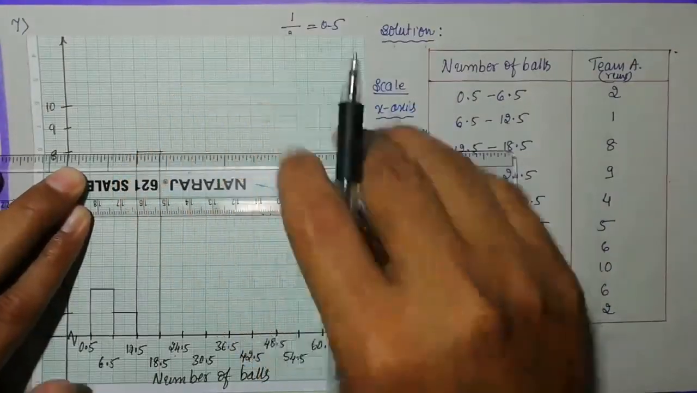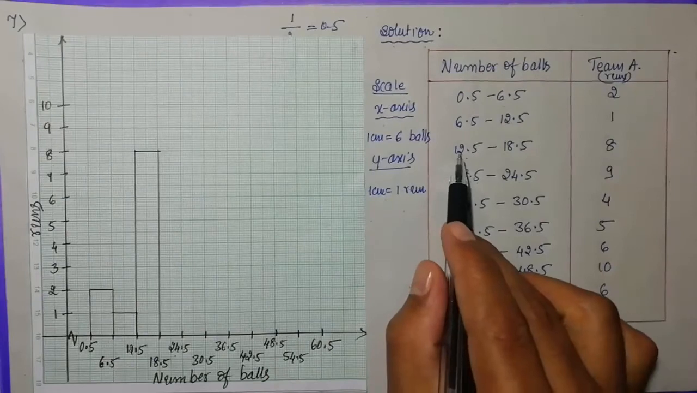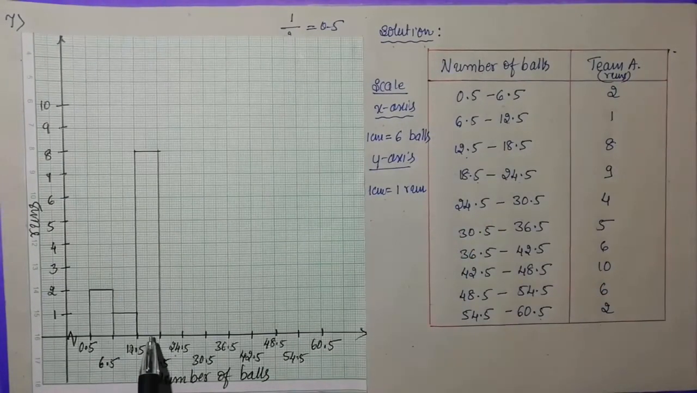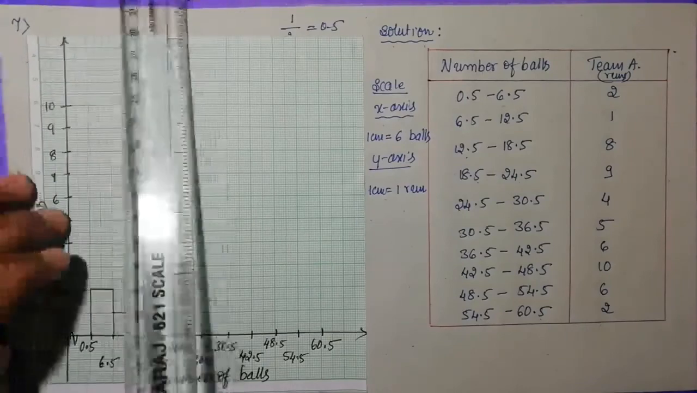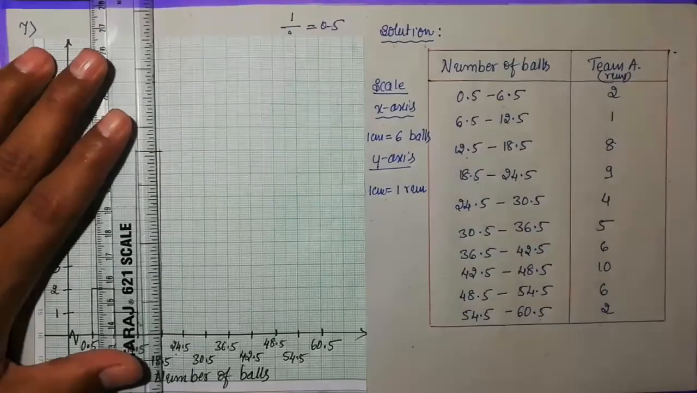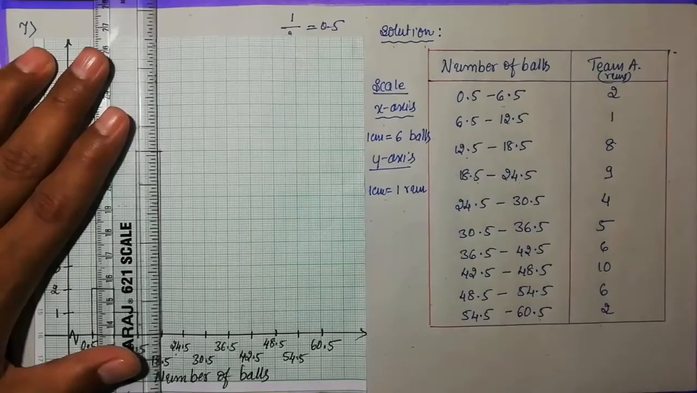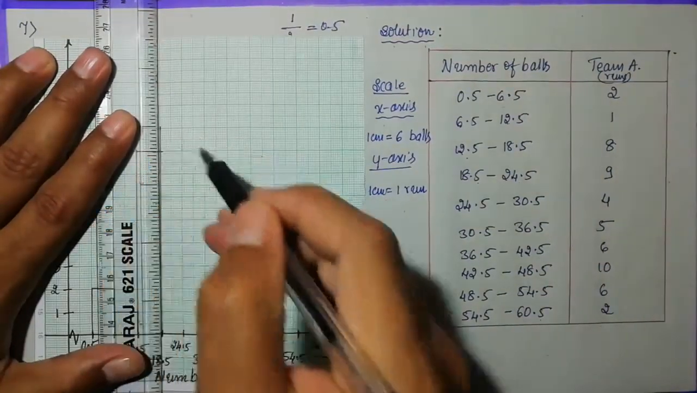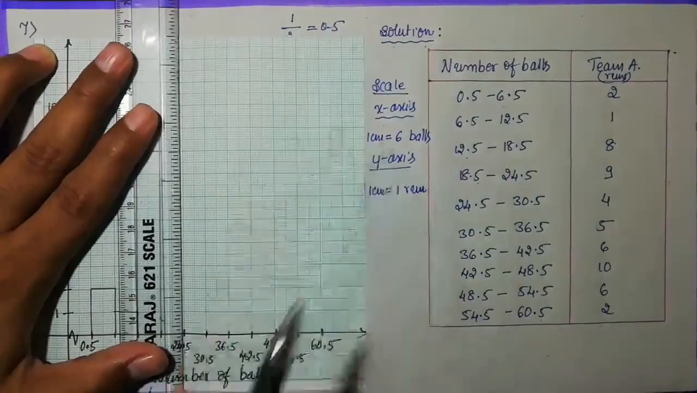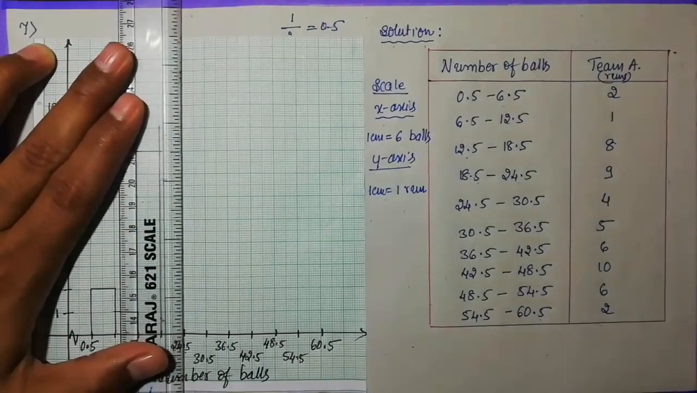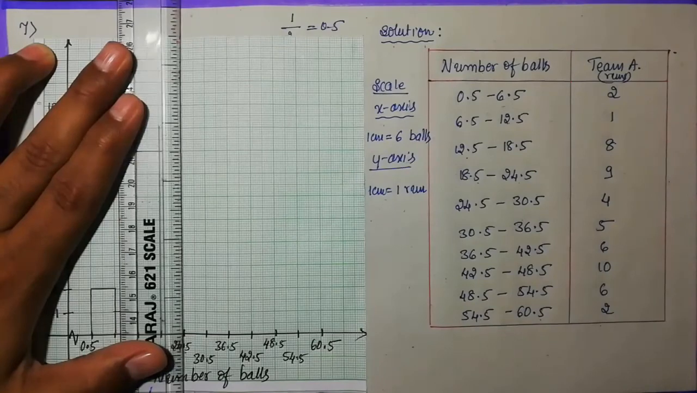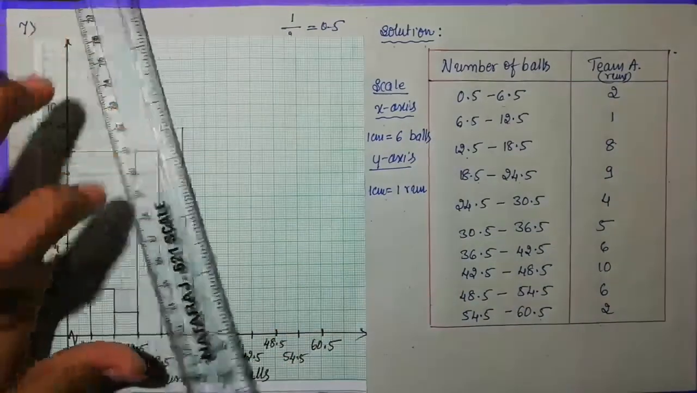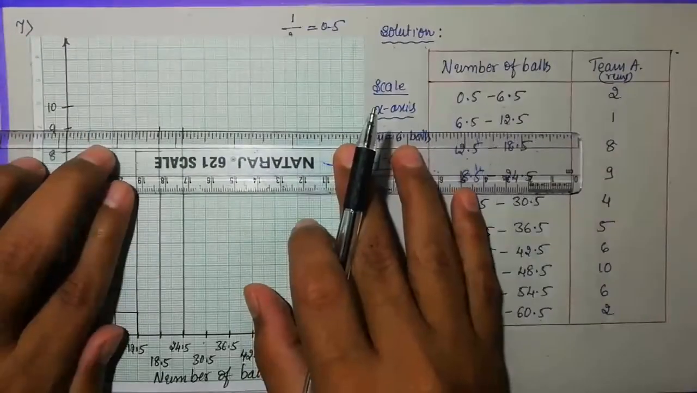Okay, and 8 corresponds to 12.5 to 18.5. Now look at it, 12.5 to 18.5, this one. Okay, it is 8. Now it is 9. After that, 9 means just 1 unit above the previous rectangular bar. So now you need to draw here up to 9 units. And you need to close the top, this one.